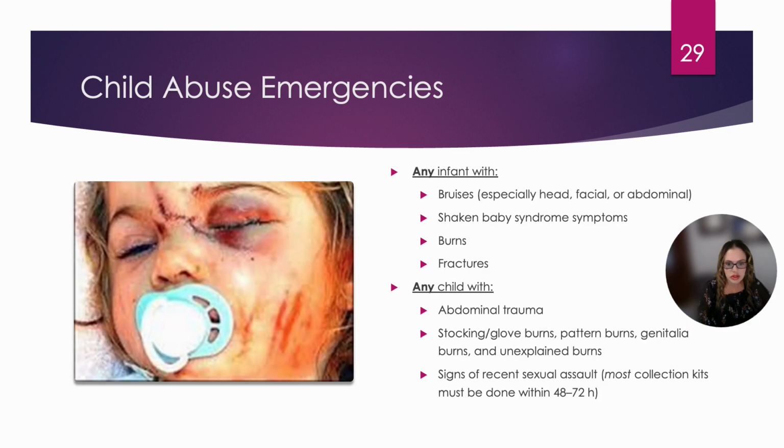Child abuse emergencies include any infant with bruises in the head, face, or abdominal area, any baby with shaken baby syndrome symptoms, burns or fractures, all must be treated as an abuse emergency. Any child with abdominal trauma, stocking glove burns or pattern burns, burns in the genitalia, or any burn that's unexplained, burns that don't show splash marks.